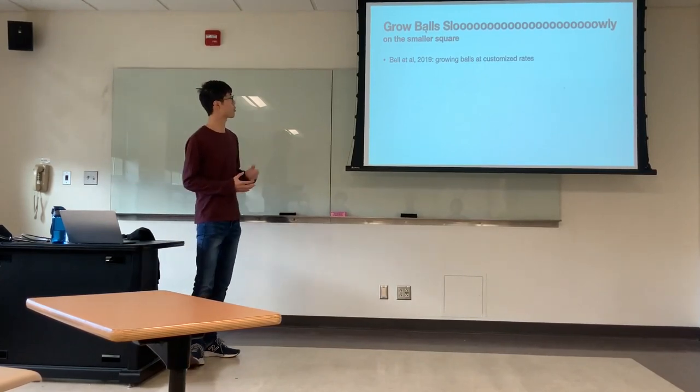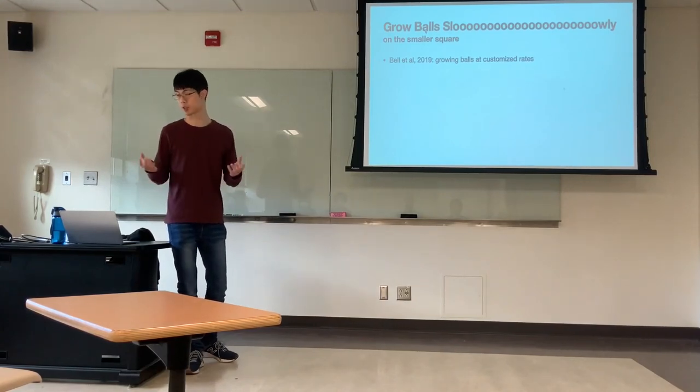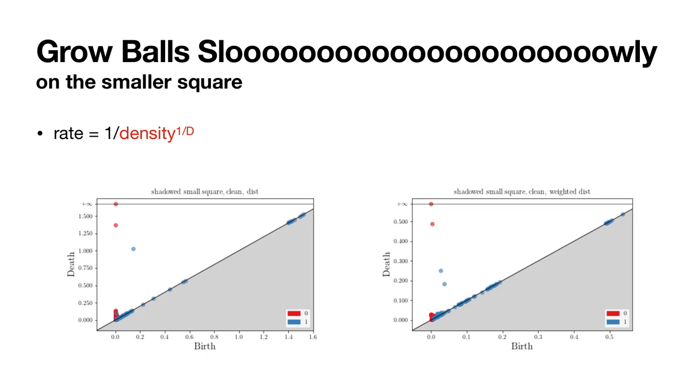And the theory of growing balls at a customized rate was proposed by Bell-Atel in 2019. We used the setup and plug in the rate being a function of the density, with exponent 1 over d. The idea is that if you're small, but you have many points, your density would be high. And if you want to grow your ball slowly there, you want this rate. And so once you do that, you will now have two points that are far away from the diagonal. And you're happy. Now you can see there are two squares.